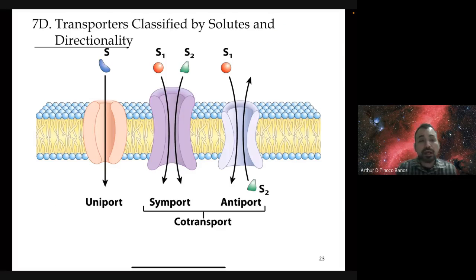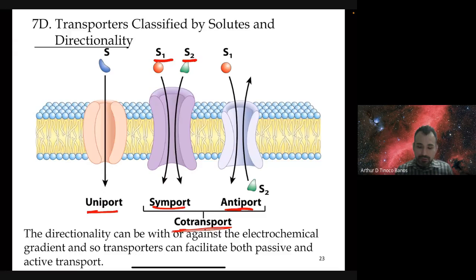Now, since we're alluding to this idea of transporters, they're classified in terms of the movement of the solutes and also the directionality. You have the uniports, as the name implies, uni, one solute moving through. Then you have the co-transporters: the symports, which move two things in the same direction, or the antiports, which move two things, one in the opposite direction of the other. The directionality can be with or against the electrochemical gradient, so transporters can facilitate both passive and active transport.